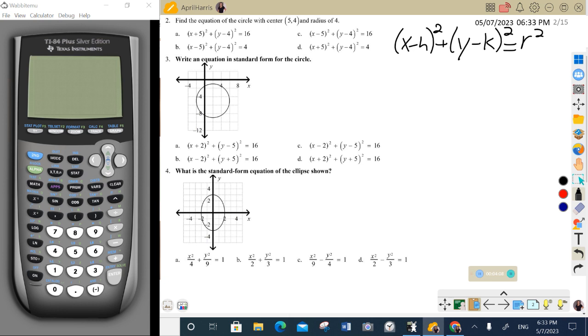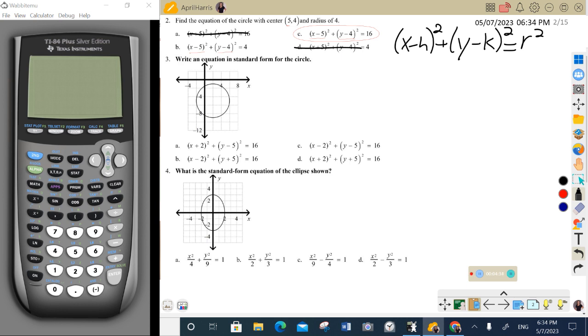So since we have positive 5 as our x, we want minus 5 to be in our answer in the parentheses, so we can eliminate A and D. Positive 4 is the y value, the center, so we should have minus 4 on the y, which we do on both of these. And so it equals r squared, which is 16. B is a distractor because it just equals r.